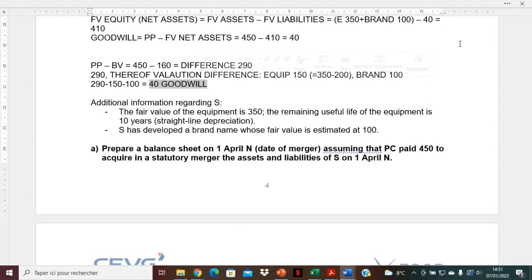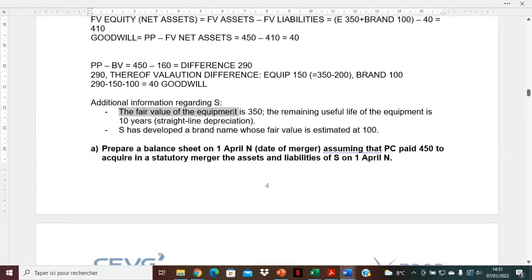So, very important, I repeat this: we calculate goodwill only once, at the date of acquisition. We do not calculate goodwill every year again. So goodwill is 40. That's the historical acquisition cost of goodwill. It does not change except for impairment, but here we have no impairment, so we stick with that.